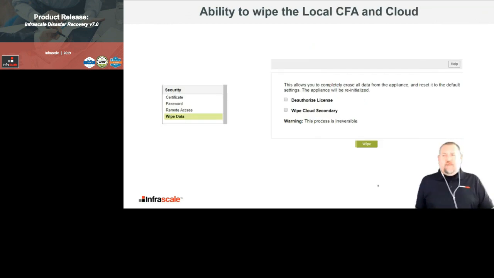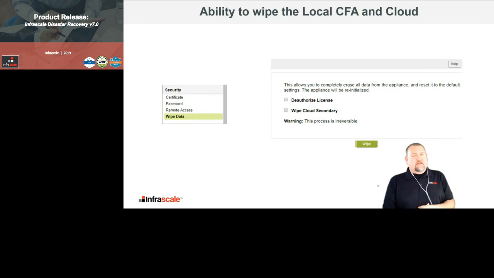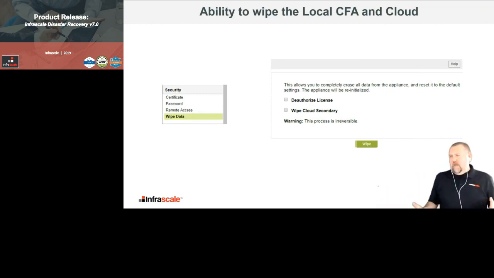Now, another feature that I've had a request for is, all right, so we did a proof of concept maybe, and we're done with that. We're going to move to our forever appliance. We're going to get the appliance that's going to be here, and we're going to use it. How do I wipe my data?